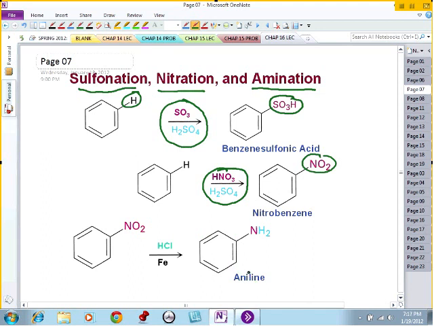Okay? Now, supposing I want to form aniline, in this case, it's very difficult to form aniline directly from benzene. So what do I do? I make the nitrobenzene first. Then I take the nitrobenzene and add hydrogen chloride and iron to form the aniline. Or instead of using HCl and iron, I could also use hydrogen. This is another reagent you could use to do that. Hydrogen and some kind of catalyst, like palladium. Those two reagents will convert the nitro group to the amino group.